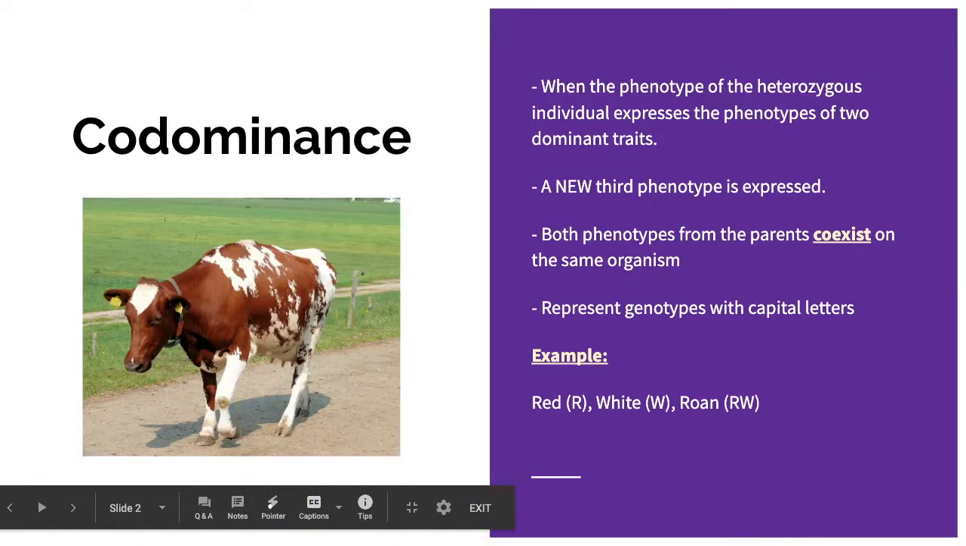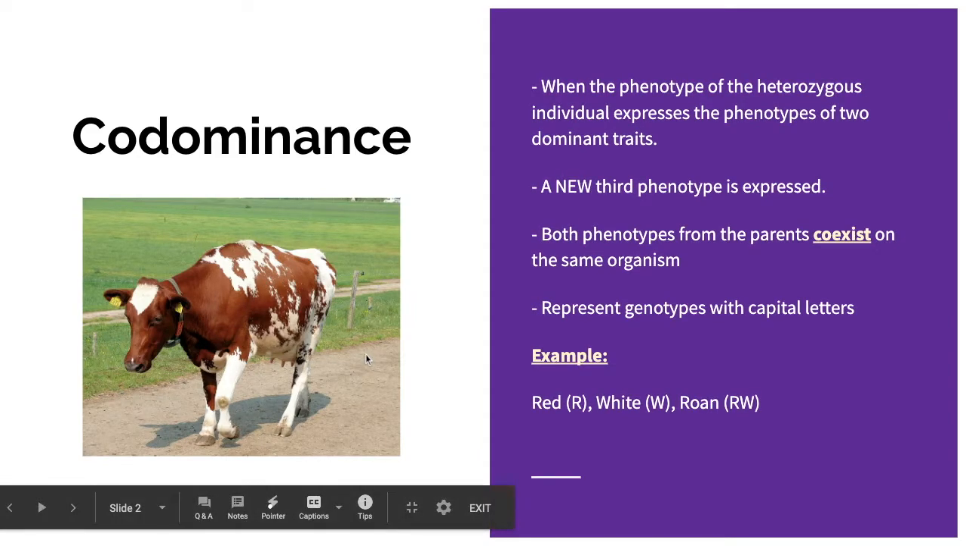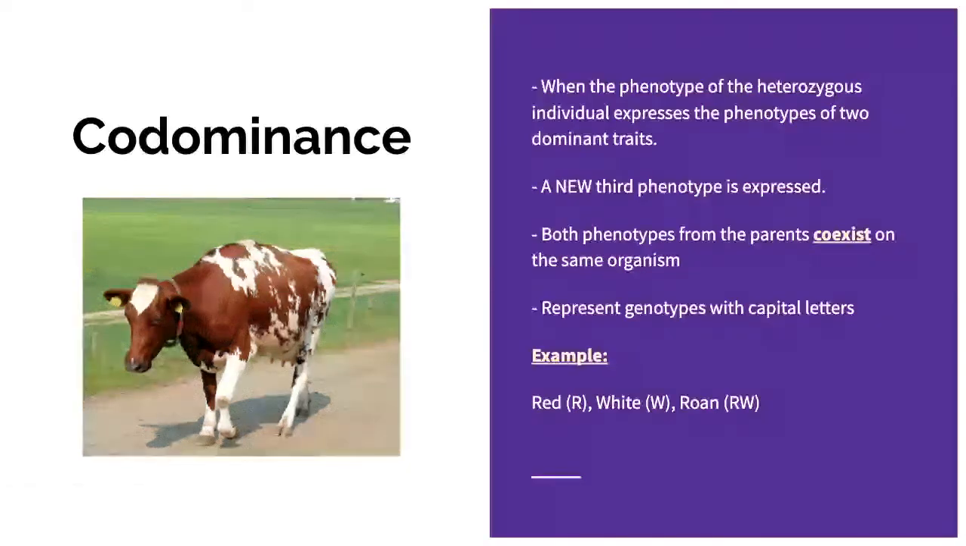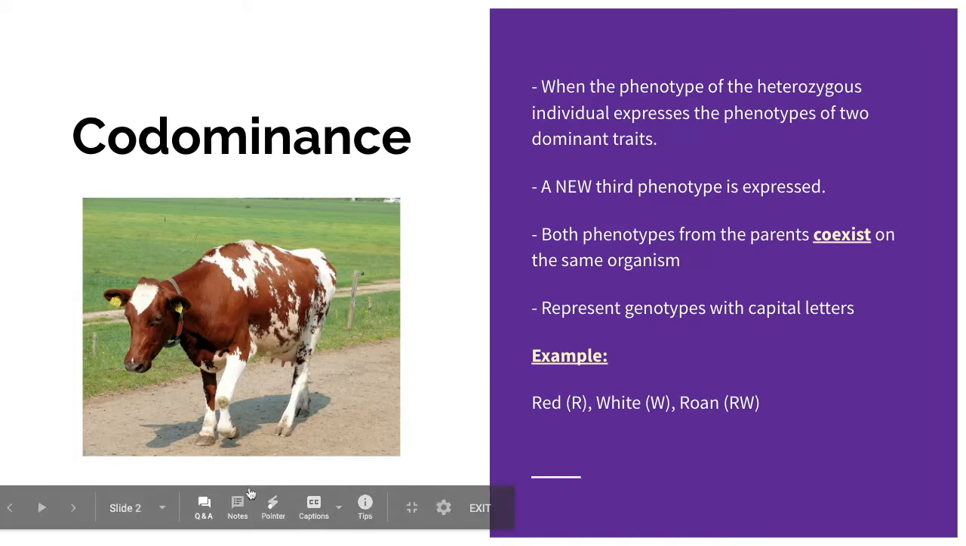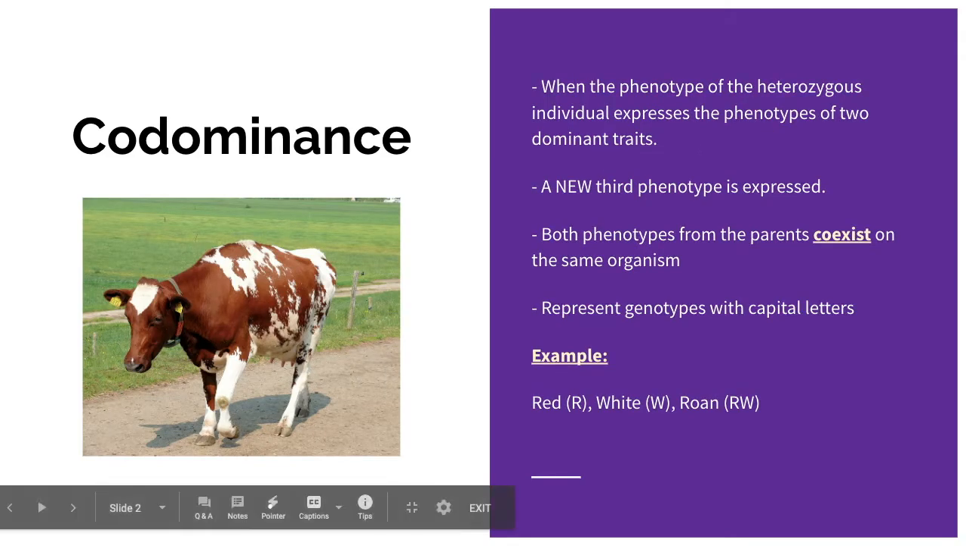So first is codominance. When you look at this cow, you can tell that it looks speckly and has a reddish color and a whitish color mixed together. Hair color can be controlled by lots of different things, but specifically this kind of cow, called a roan cow, where it has a mixture of red and white hair, is an example of codominance. This is when the phenotype of the heterozygous individual expresses the phenotypes of two dominant traits.